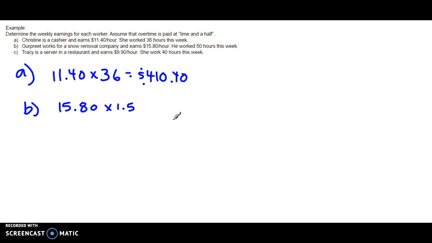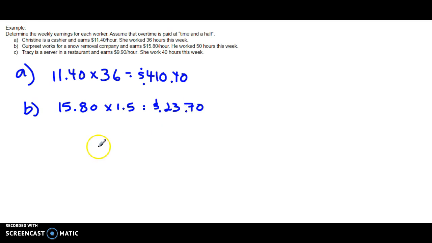If someone is paid double time, then we would multiply it by 2. They would be paid twice as much. Multiplying the hourly rate by 1.5, we get $23.70. That's how much he earns for each hour of overtime work.